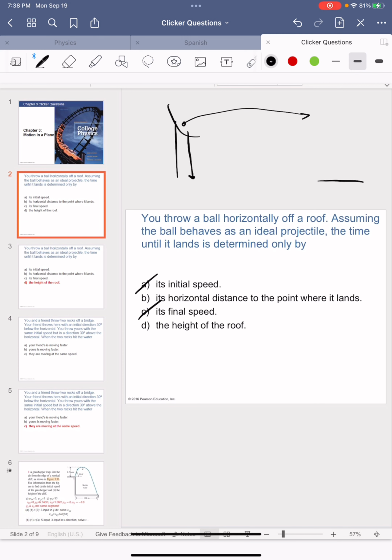So this is honestly the most important, I think, because we are throwing the ball from the roof, so we already are away from the land. So even though it's gonna go horizontally, we are still waiting for the ball to land. So that is why D will be the answer.